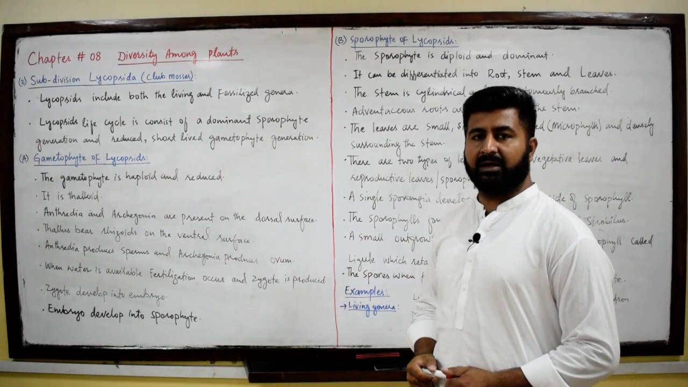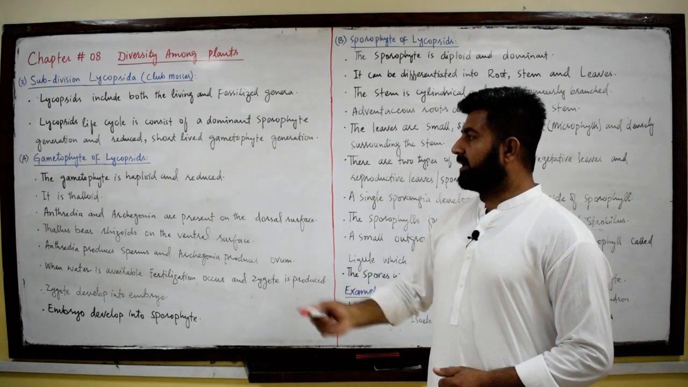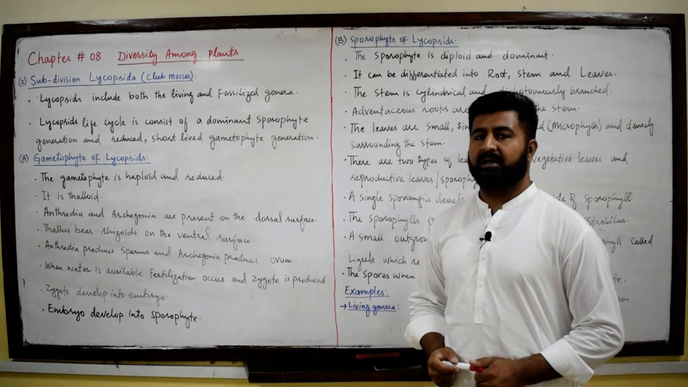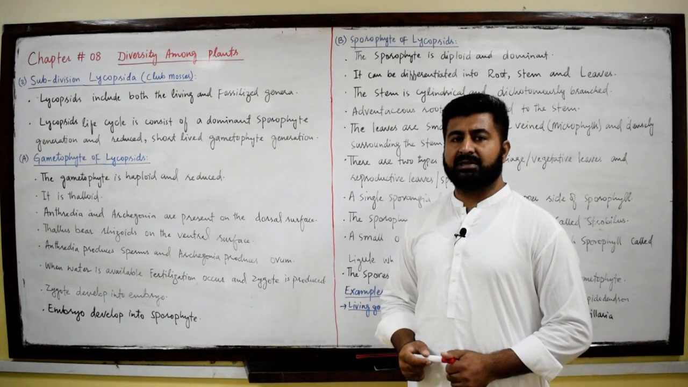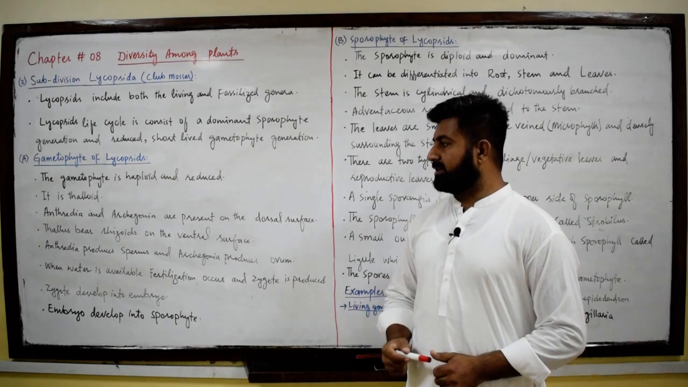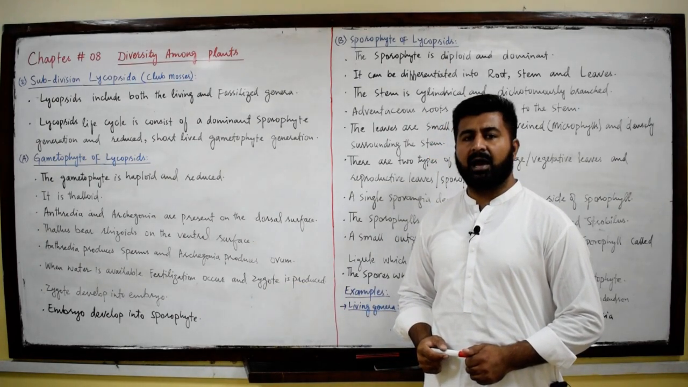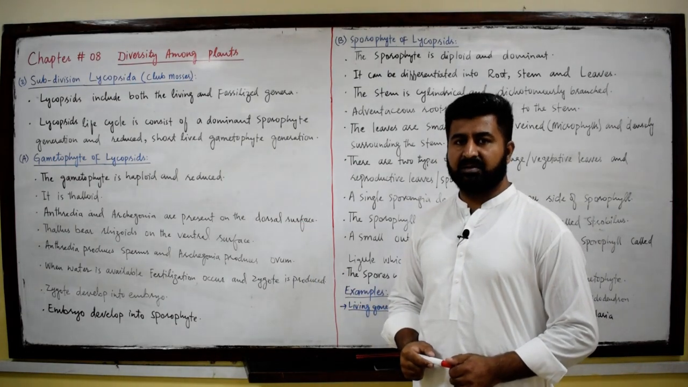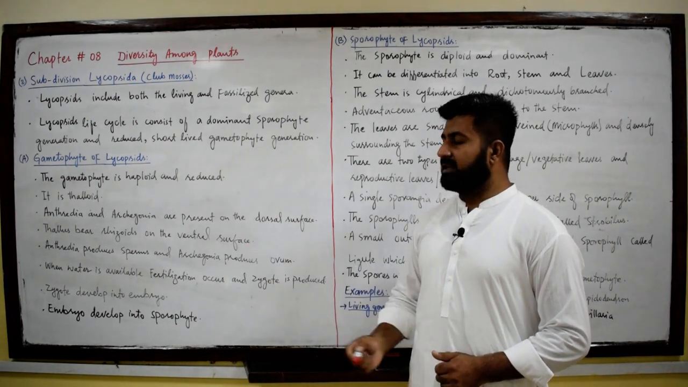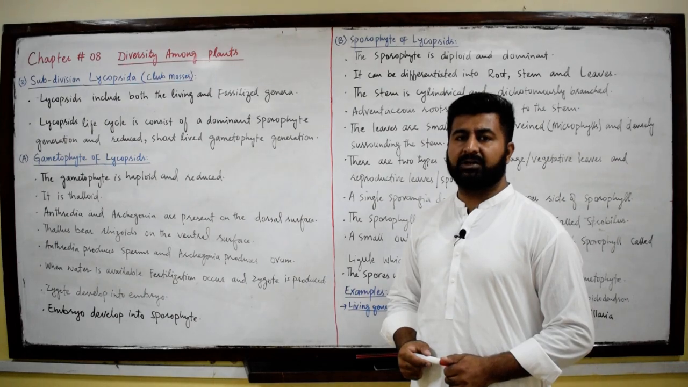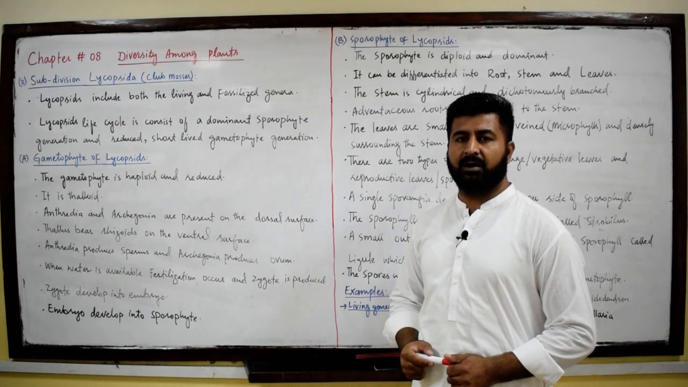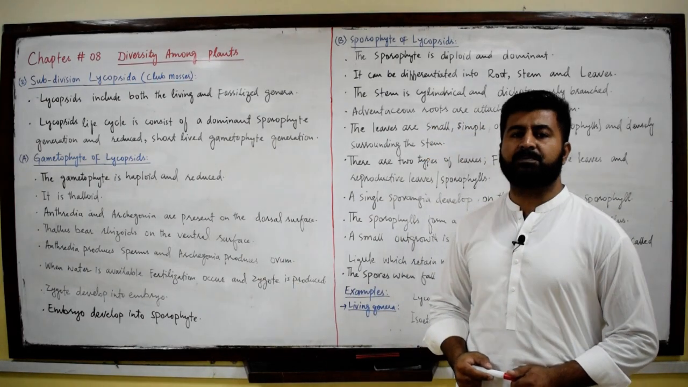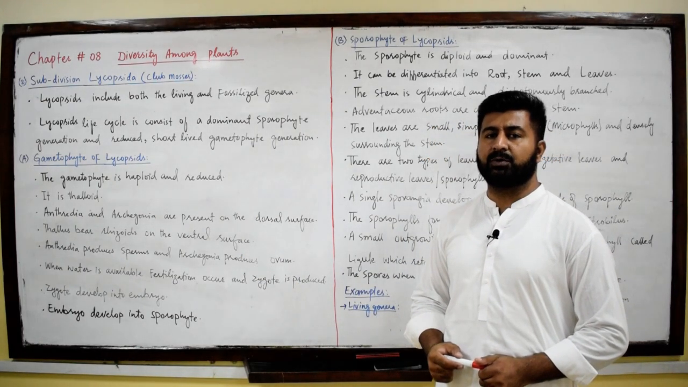Gametophyte of Lycopsids. The gametophyte is haploid and reduced. It is also thalloid. Antheridia and archegonia are present on the dorsal surface of the gametophyte. The thallus bears rhizoids on the ventral surface for the absorption of water and minerals. Antheridia produce sperm and archegonia produce ovum.